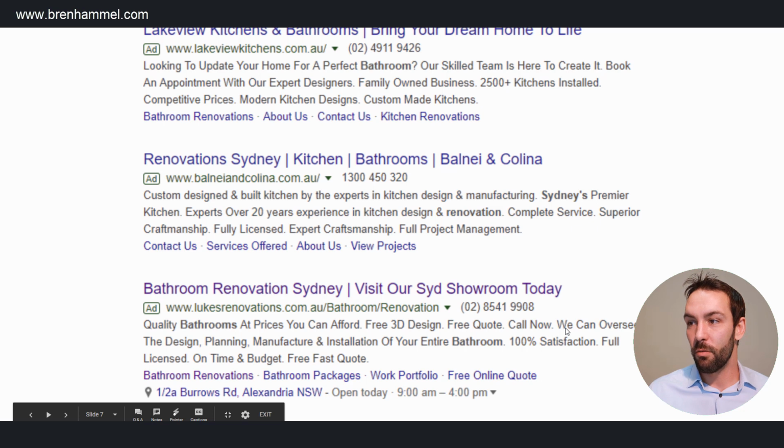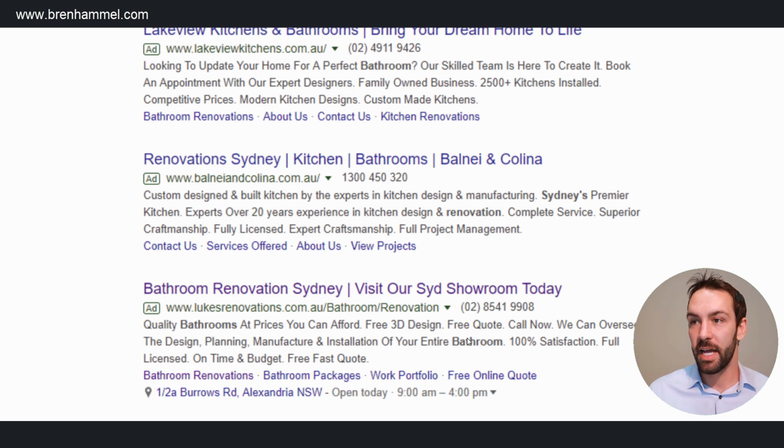So moving through, we can oversee the design, planning, manufacture and installation of your entire bathroom. Fantastic, very similar to full project management, again, that level of specificity, detailing the whole process, which is not too bad. I like it. I'd like to test that and see and complement it with different aspects.